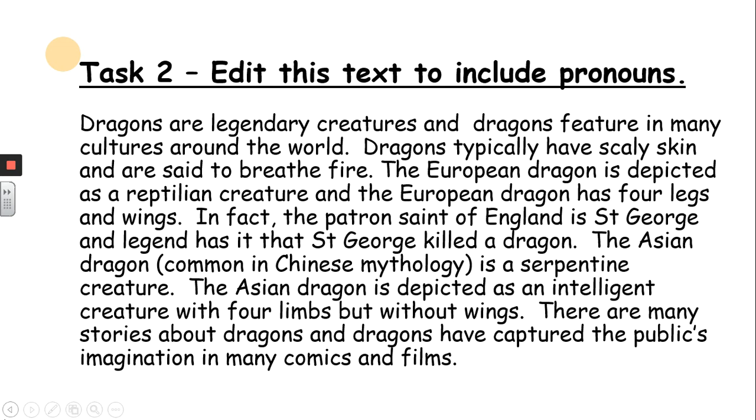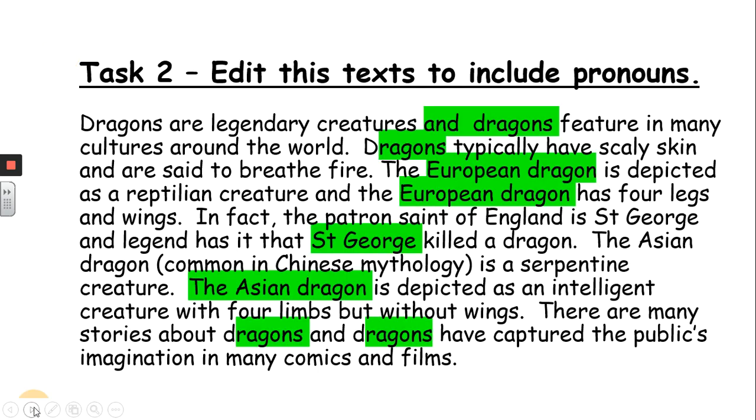So the first thing I've done is I have highlighted all the nouns, basically all the words that say dragons. Dragons are legendary creatures, and dragons feature in many cultures around the world. I've also highlighted halfway through, you'll see St. George, because although obviously St. George is not the word dragon, he comes earlier in the sentence, so he probably needs a pronoun as well.